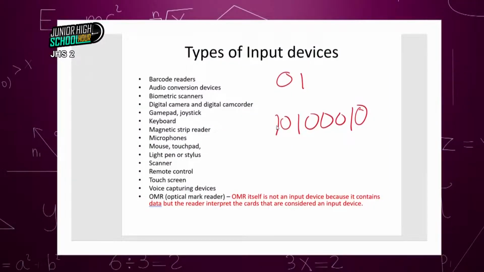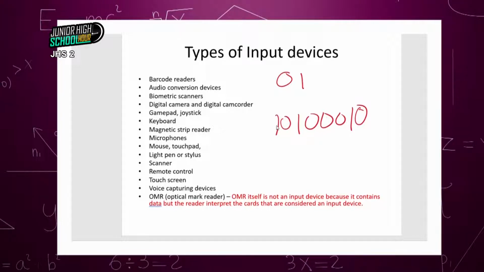Then we have the digital camera and the camcorders. The video being taken right now is taken from a video camera, which is also an example of an input device. We also have the game pads and the joysticks. These are all examples of input devices. We have the keyboard, which is the most common one we are all familiar with.